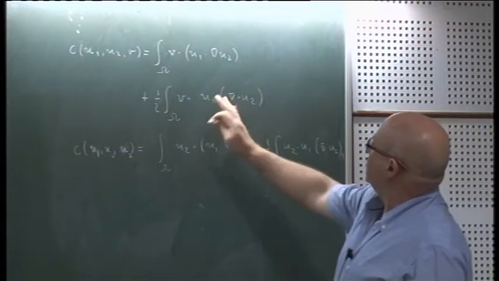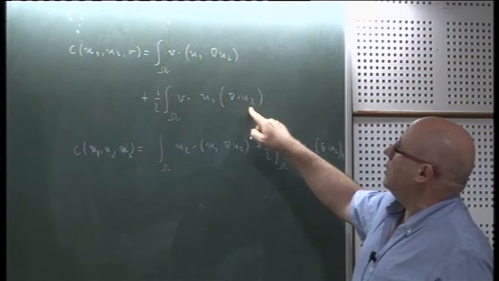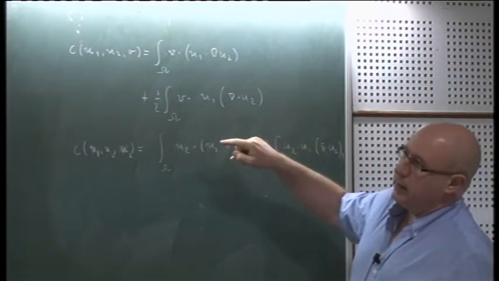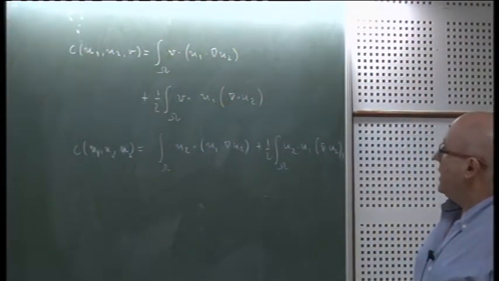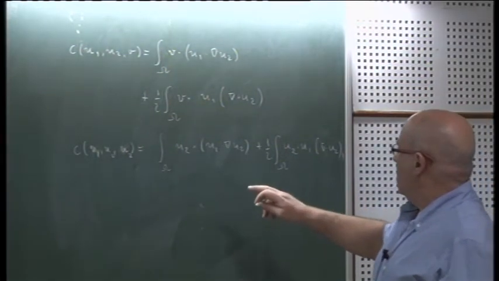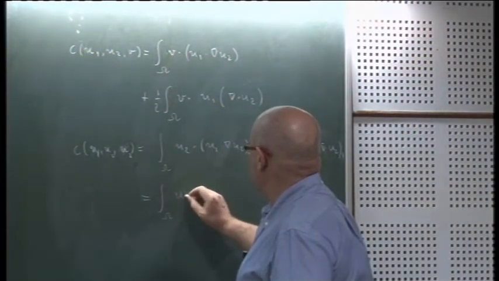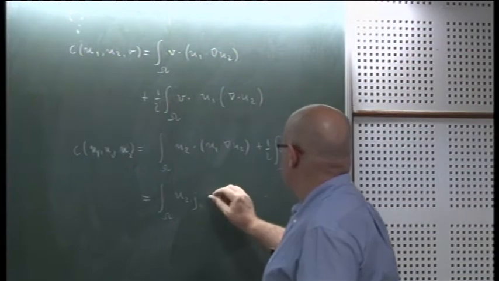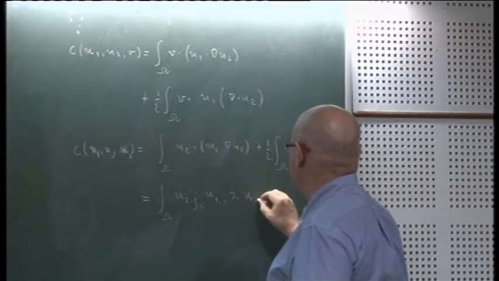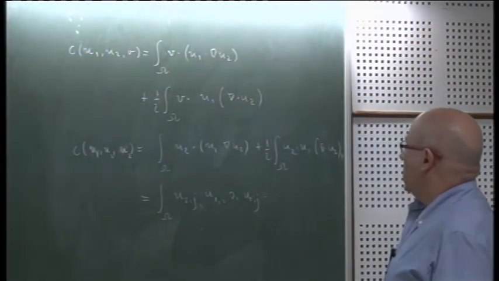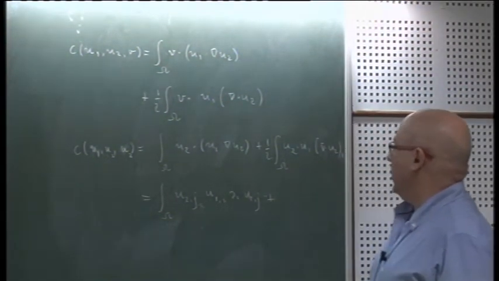I don't know if I should have changed the order. You never know if you have to change the order of u1 or u2, because in the case of the Navier-Stokes equations they are equal. The point is, let me check that. So this is the integral over omega of u2 component j, u1 component i, d_i of u2 component j. Yes, that is correct.